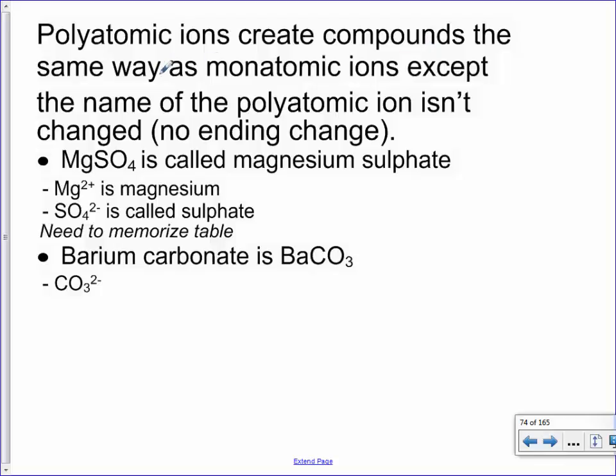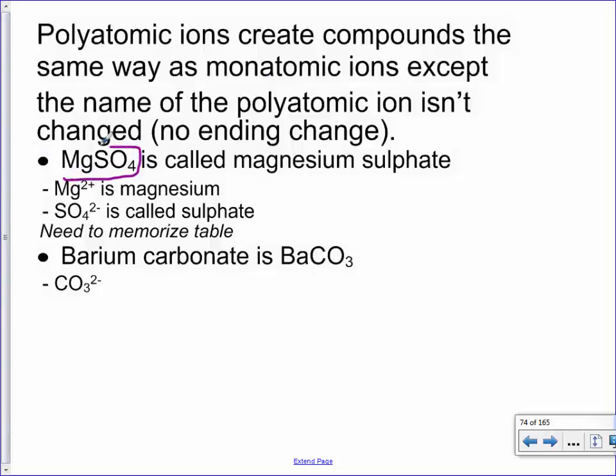Polyatomics create compounds the exact same way with one difference. Don't ever change the last word to "ide." You know how we always change the ending to IDE? Just don't do it. And that's how you name them. Literally take the first thing, write it as it is. Take the second thing, write it as it is. And just don't change any endings. So let me do some examples here.